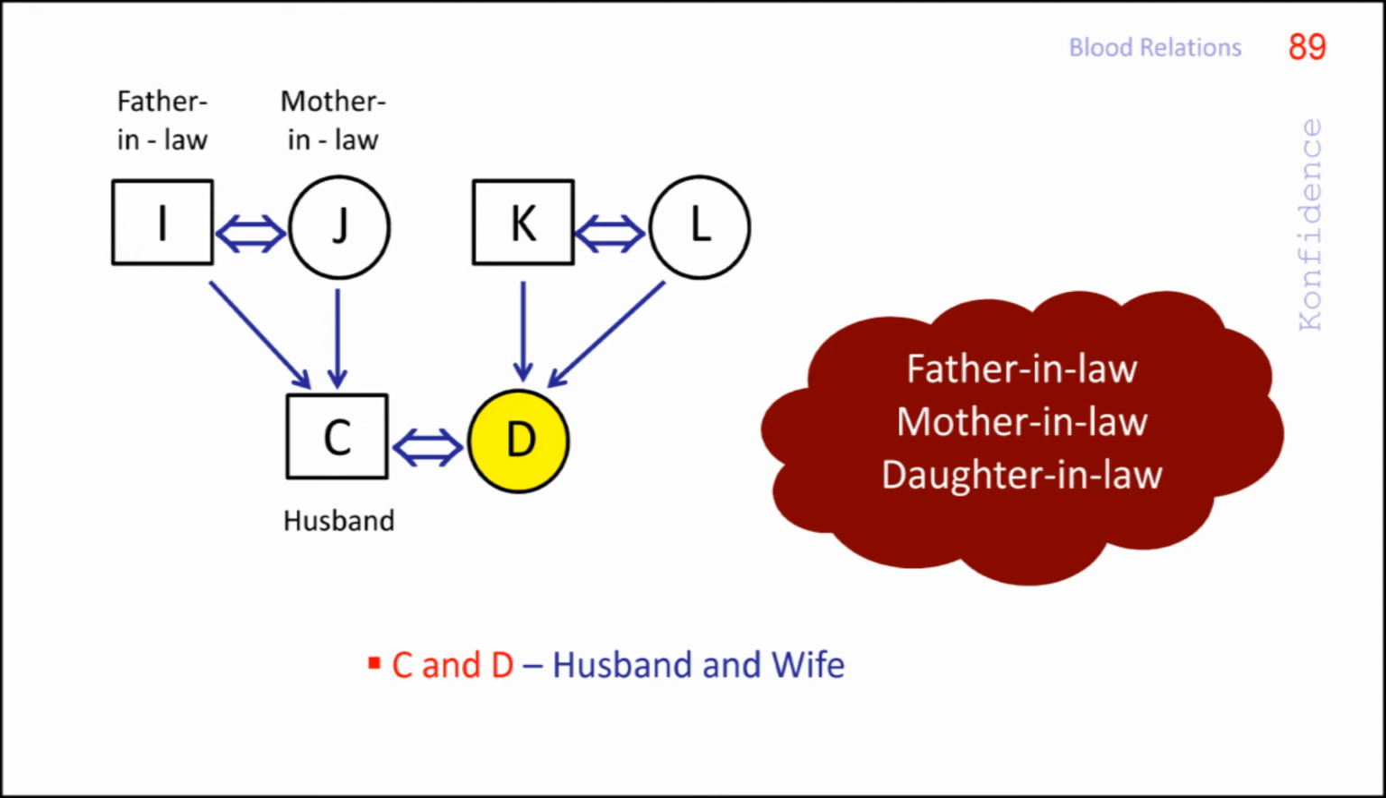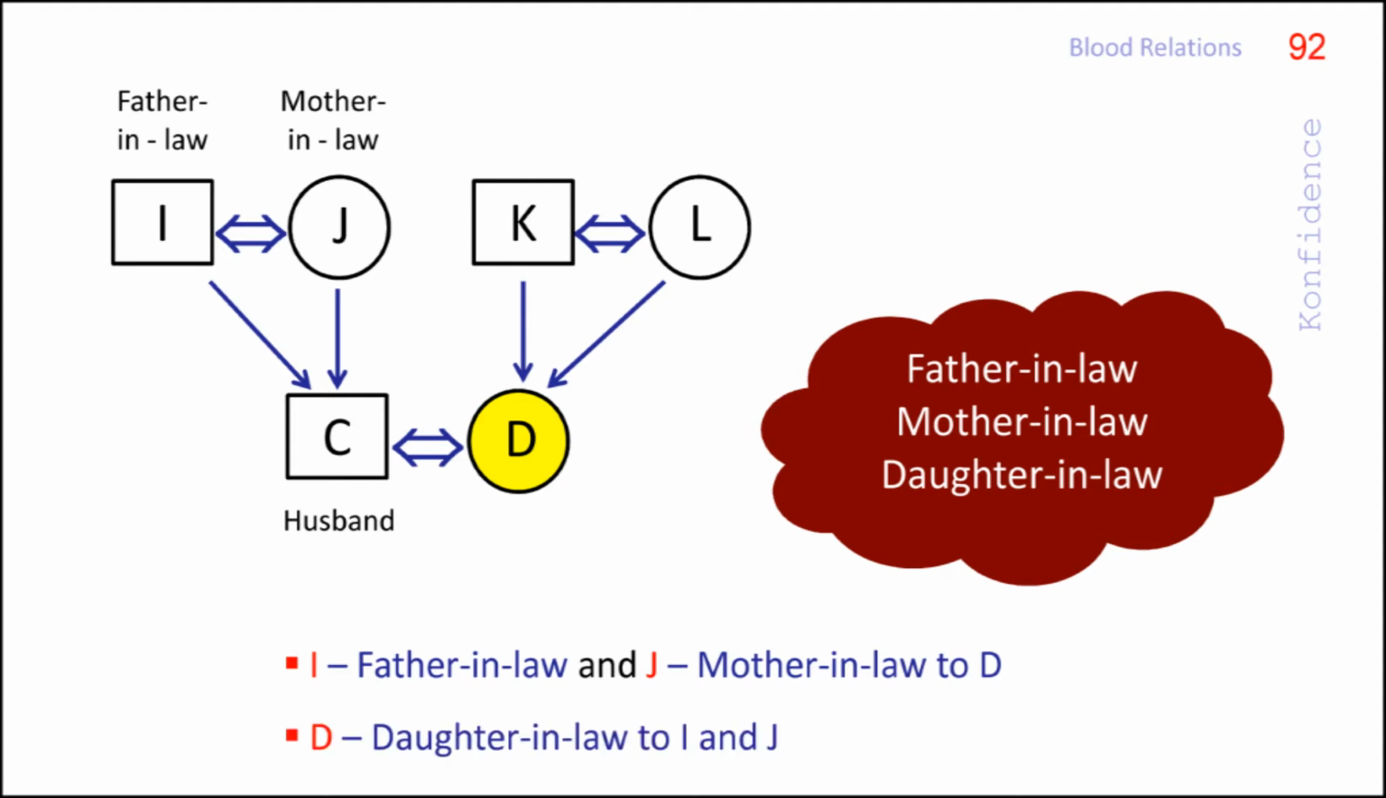In the diagram, C and D are husband and wife. I is the father and J the mother of C. From D's perspective, I is her father-in-law and J is her mother-in-law. On the reverse side, D is the daughter-in-law to I and J.